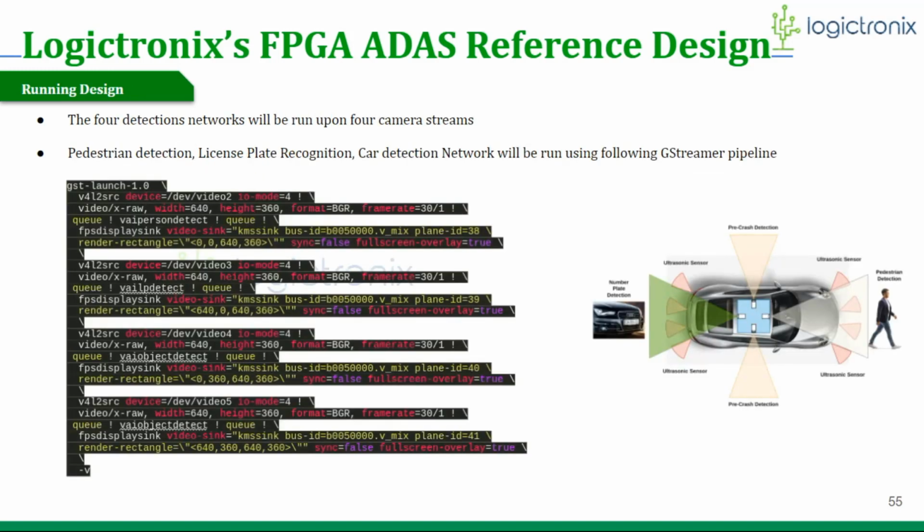Okay, the 4 detection networks will be run upon the 4 camera streams using the following GStreamer pipeline. The pedestrian detection, license plate recognition, and car detection networks will be run.